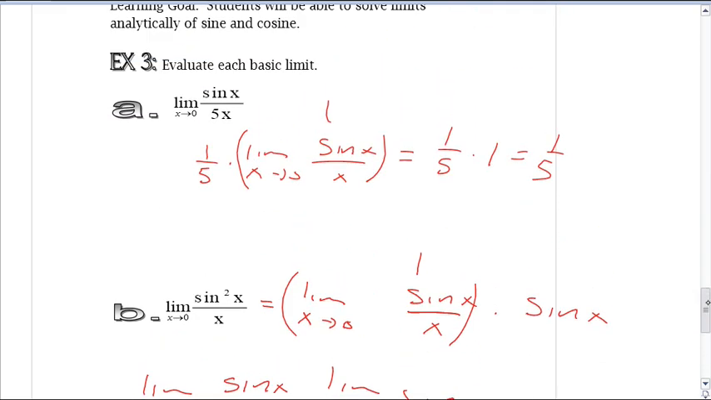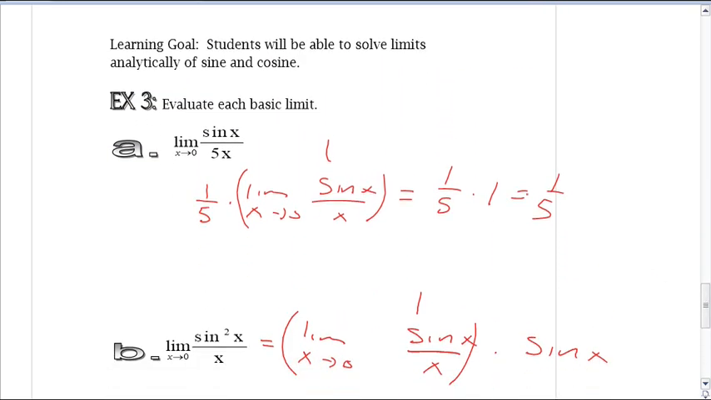Alright, like I said, this is a longer topic, so going back to our learning goal, students will be able to solve limits analytically of sine and cosine. I do think you'll be able to do this, but come check out the next video, part B. I'll see you in the next video.